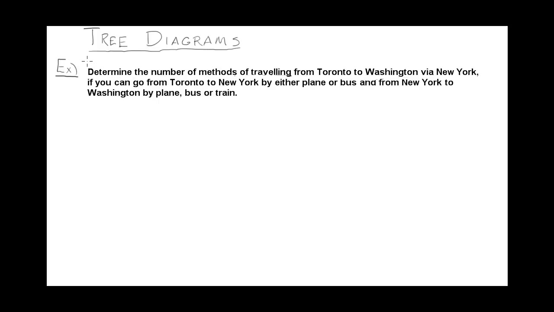So we'll start by just answering this question. Determine the number of methods of traveling from Toronto to Washington via New York if you go from Toronto to New York by either plane or bus, and then from New York to Washington by plane, bus, or train. So we're going to answer this question using what we call a tree diagram.